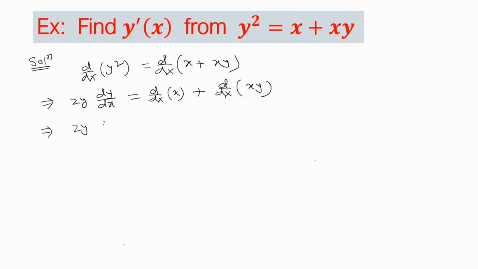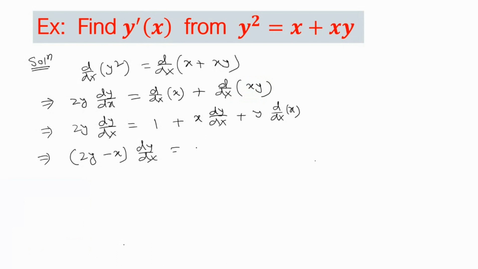It will give us 2y dy/dx as it is. This will be 1 plus, apply the product rule here, x dy/dx plus y d/dx of x, which will be 1. So now collect dy/dx. So you will get 2y, and this is minus x dy/dx is equal to 1 plus y. So this implies dy/dx is equal to (1 plus y) over (2y minus x). This is the answer.